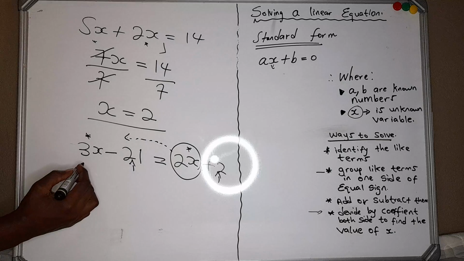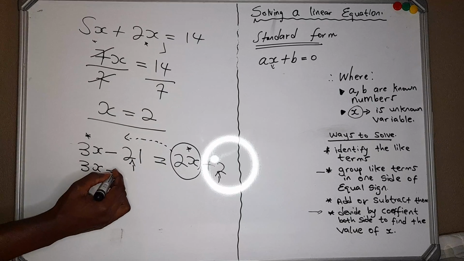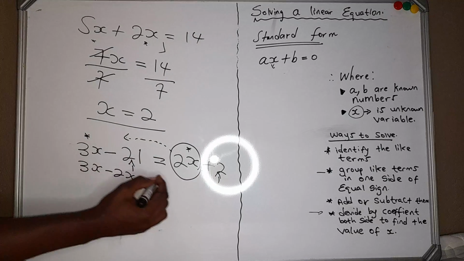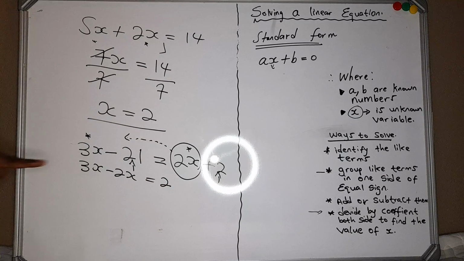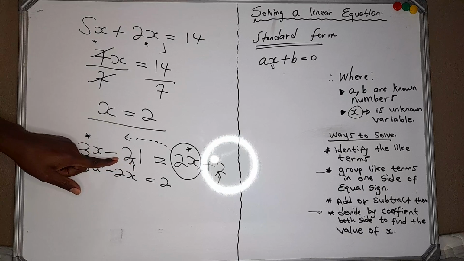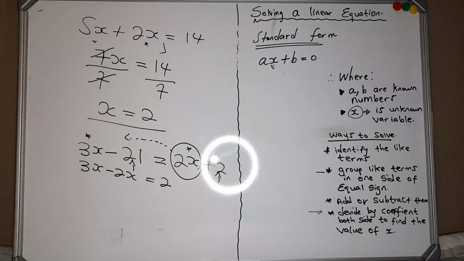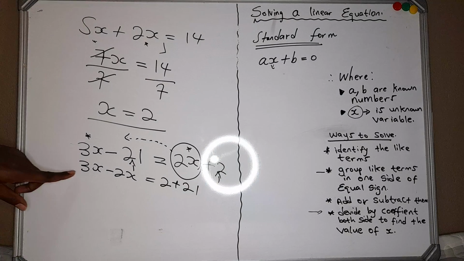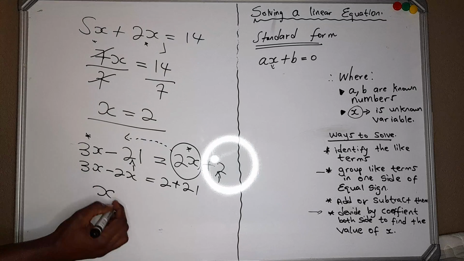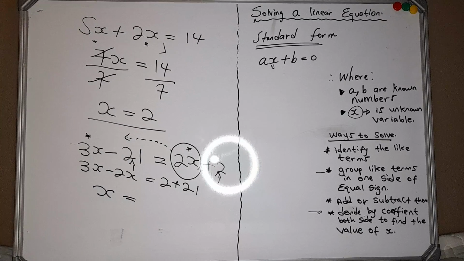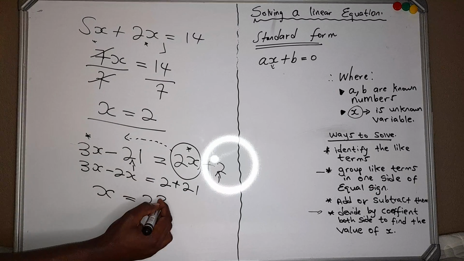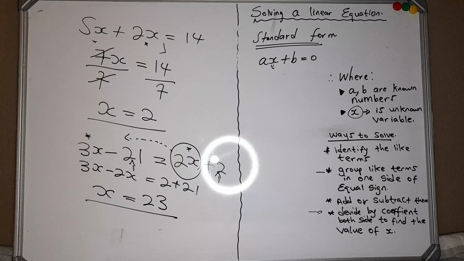So it becomes 3x minus 2x is equal to, on this side of the equal sign we have 2. On this side we have negative 21, which means this negative 21 must come to this side. It becomes plus 21. So therefore, 3x minus 2x gives us x is equal to 2 plus 21, which gives us 23. So the value of x here is 23.